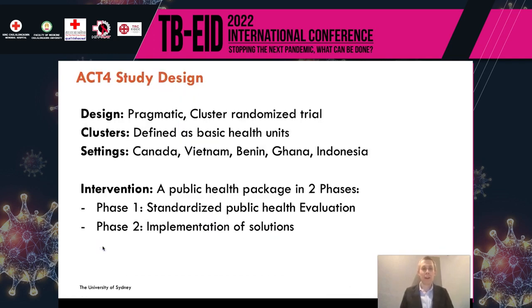So the ACT-4 study was a cluster randomized trial where the clusters were basic health units such as TB clinics. And it was conducted in Canada, in Vietnam, in Benin, in Ghana, and in Indonesia. There were two phases. The first was a standardized public health evaluation, which was a process of developing a local approach to TB preventive therapy. The second was implementing these solutions in the form of a cluster randomized trial.